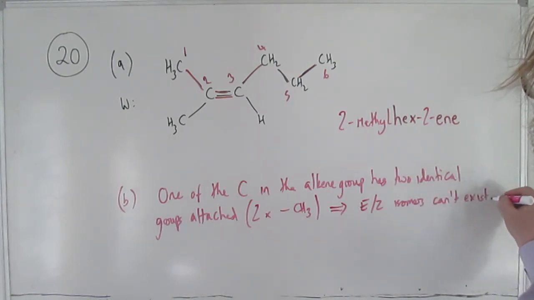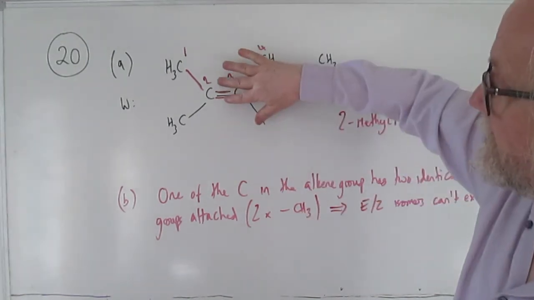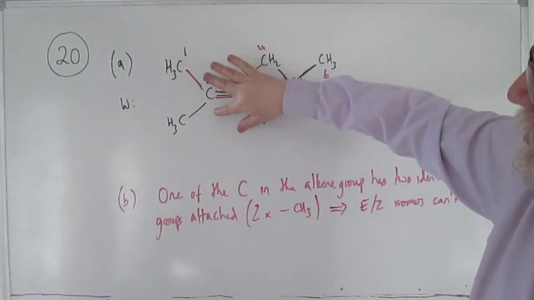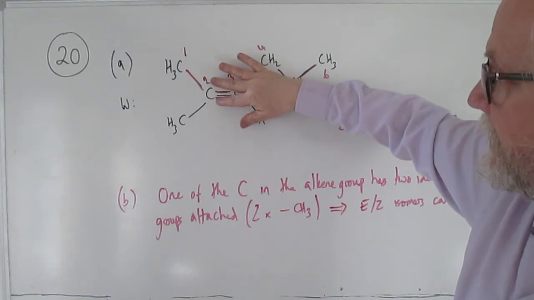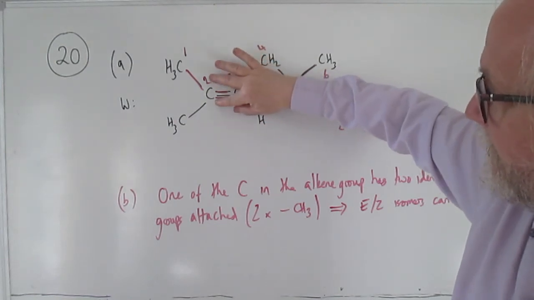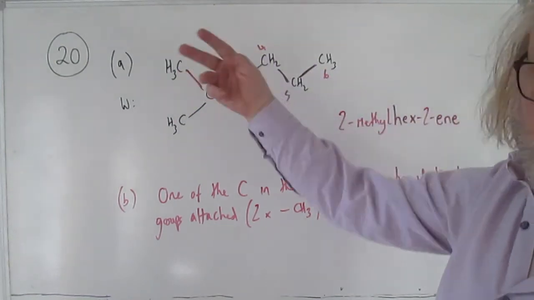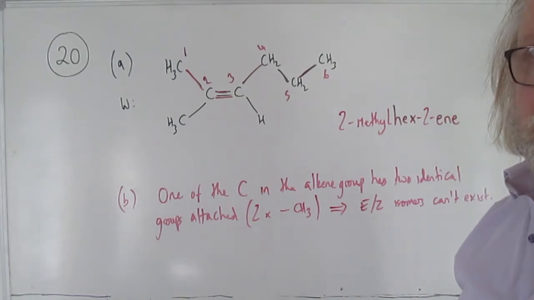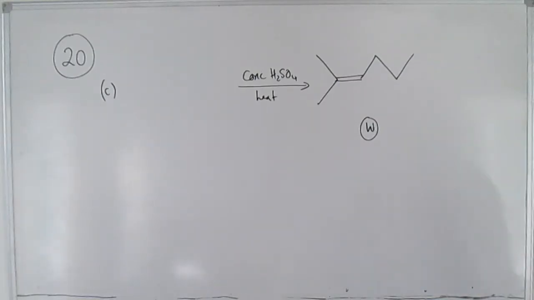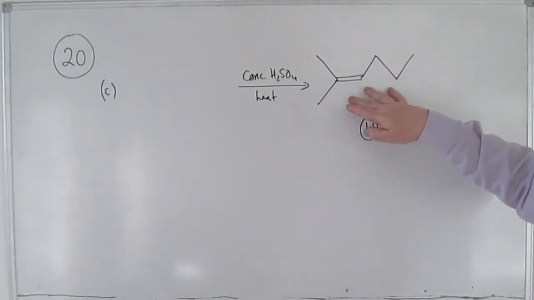Because E/Z isomers can only exist if the consequence of rotation around the double bond was to produce two different compounds. But you can see if you did rotate around that double bond, you'd just swap those two methyl groups over and it would still look exactly the same. Part C wants to know how we could make compound W.